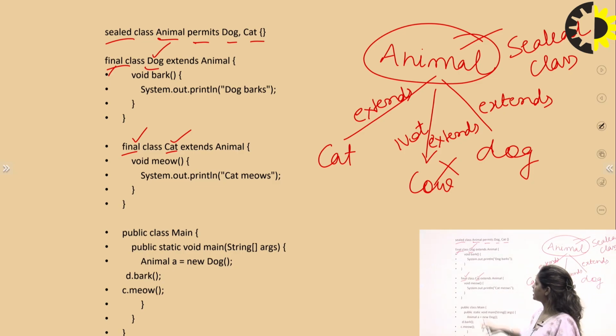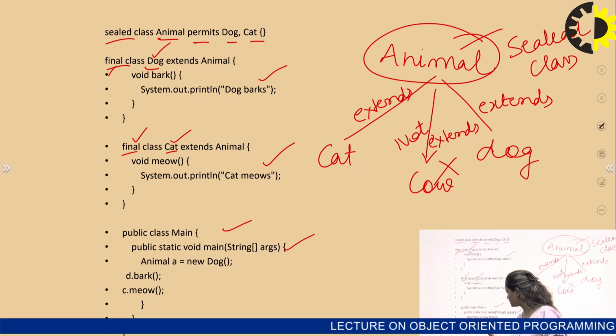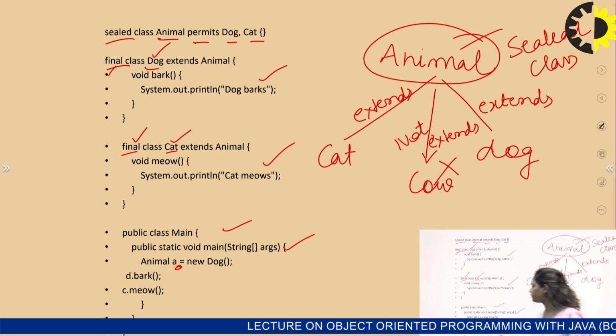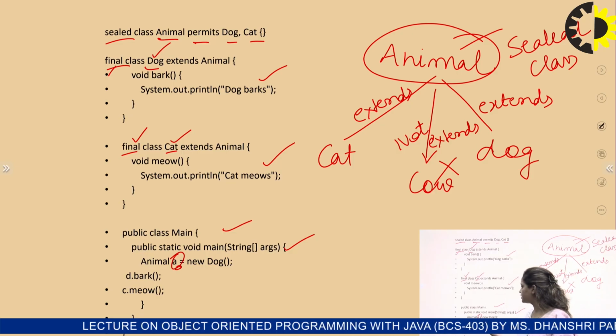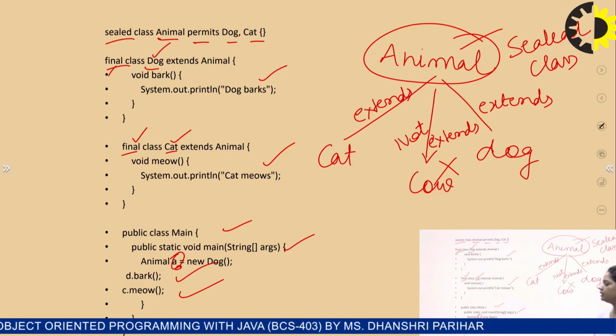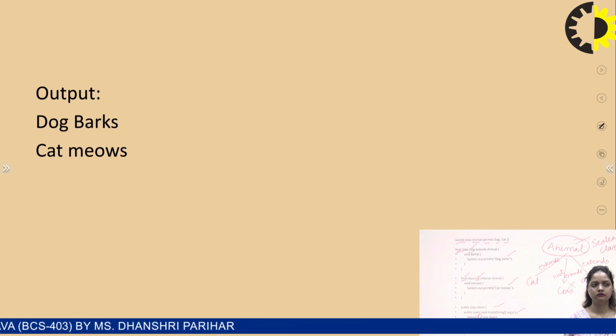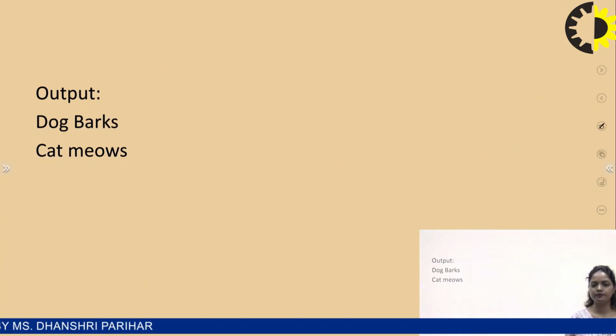After this extension, what we are printing in these classes is: dog barks and cat mews, the behavior of dog and cat. In the main method class, we make an object of this animal class, which is a parent class, and then using this object we access the methods of our child classes dog and cat. And what will be the output for this program? Dog barks and cat mews. That will be the output.